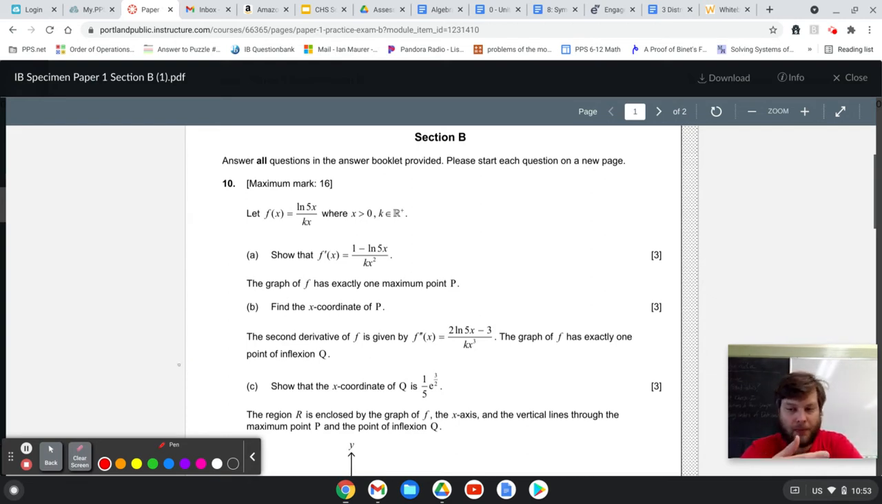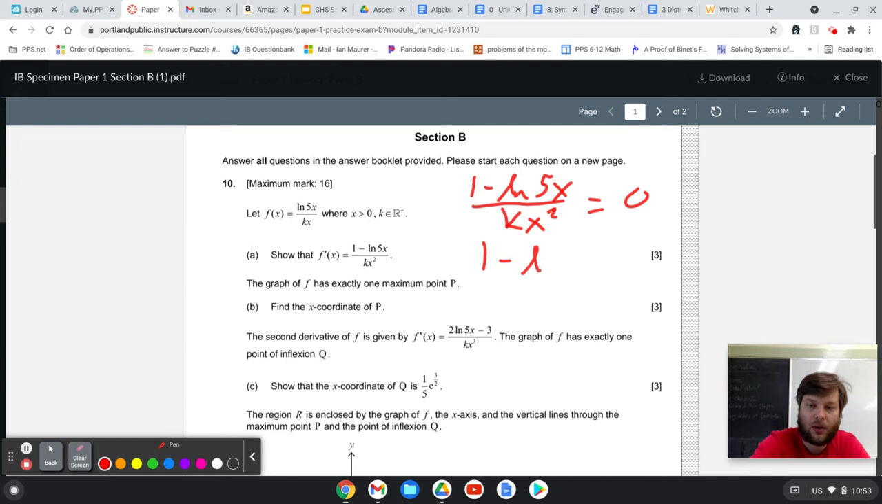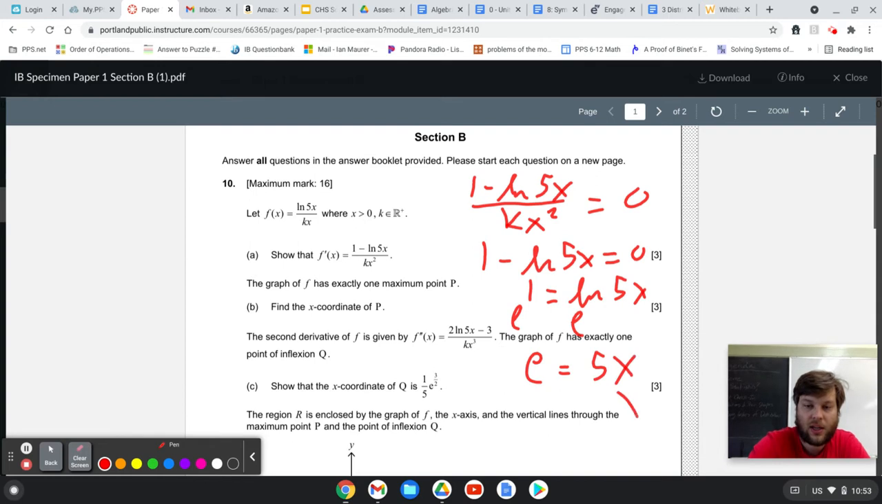You're going to find a maximum or a minimum by setting the derivative equal to 0. So we're going to take our first derivative, 1 minus natural log of 5x over kx squared, set it equal to 0. Multiply both sides by kx squared, and you don't have a fraction anymore. 1 minus natural log of 5x equals 0. Add the natural log, then exponentiate both sides. So e equals 5x, and then you have 1/5 e.